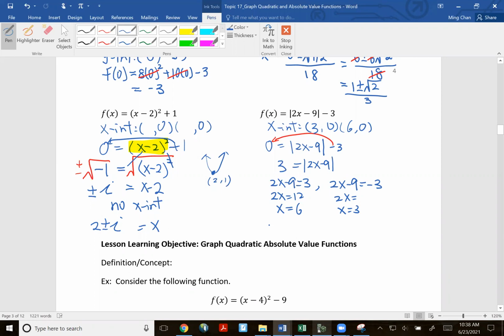For the y-intercept, I'm going to find y when x is equal to 0. So I'm going to substitute 0 for x and put it up here. 2 times 0 is 0. 0 minus 9 is the absolute value of -9. The absolute value of any number is positive. So this is really 9 minus 3, which gives me 6. So my y-intercept is (0, 6).